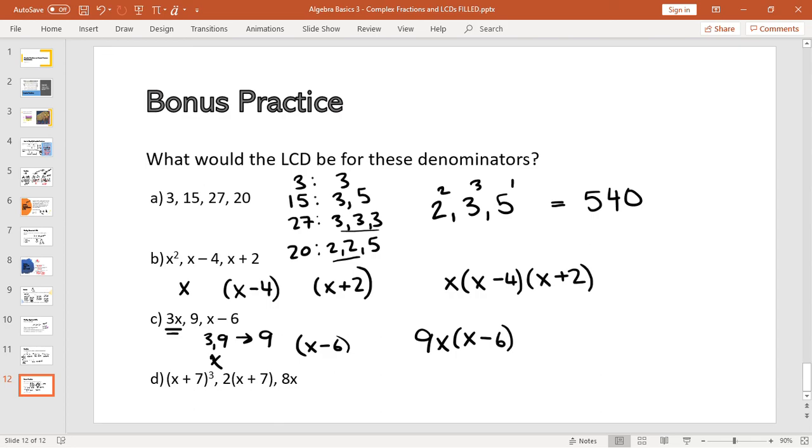Last one. For numbers, I see 2 here, and I see an 8 here. So 2 goes into 8, so I need to have at least 8. Looking around, I also see a plain old x. These often get left behind. And then I see x plus 7. And here to the power 1, that's smaller than x plus 7 to the power of 3, so you pick the highest power. There's your LCD. And we'll learn how to use those to make equivalent fractions and simplify algebraic expressions on the next slideshow.